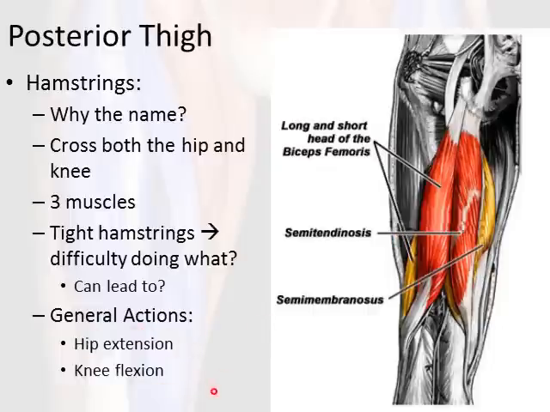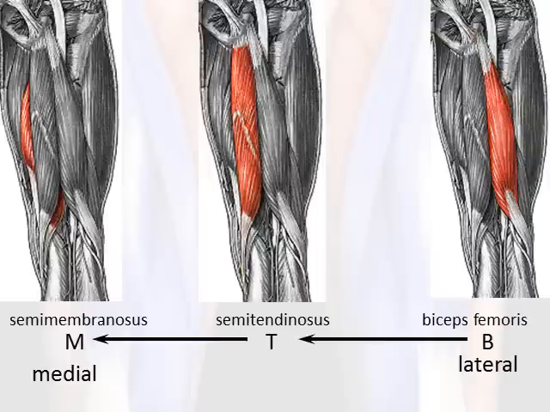So the general actions of these muscles, again, they're all hip extenders and they're all knee flexors. These are the three hamstring muscles. This would be the posterior view of a right leg. The most medial of all of these is called semimembranosus. It's covered in a nice shiny thick membrane, that's why it's called that. That's the red one there.